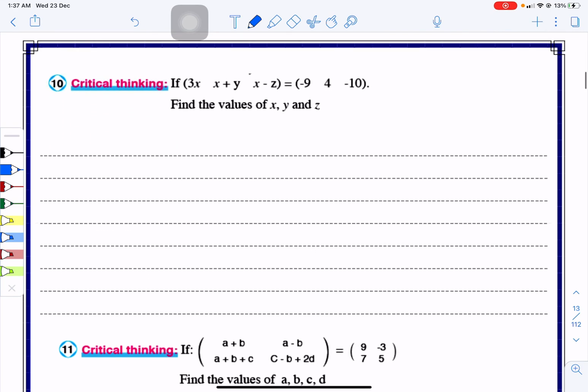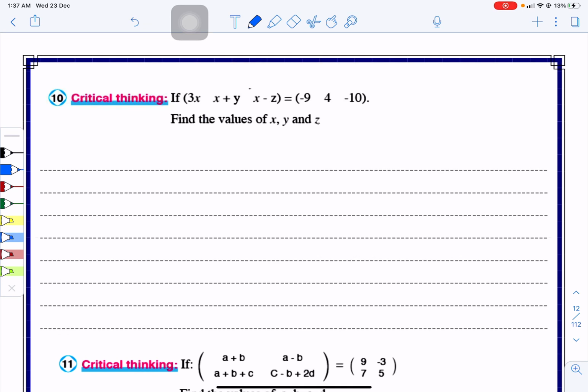Critical thinking. If 3x, x plus y, and x minus z equal negative 9, 4, and negative 10, find the values of x, y and z. 3x equals negative 9, so x equals negative 3. x plus y equals 4, and we know that x equals negative 3, so negative 3 plus y equals 4. So y equals 7.